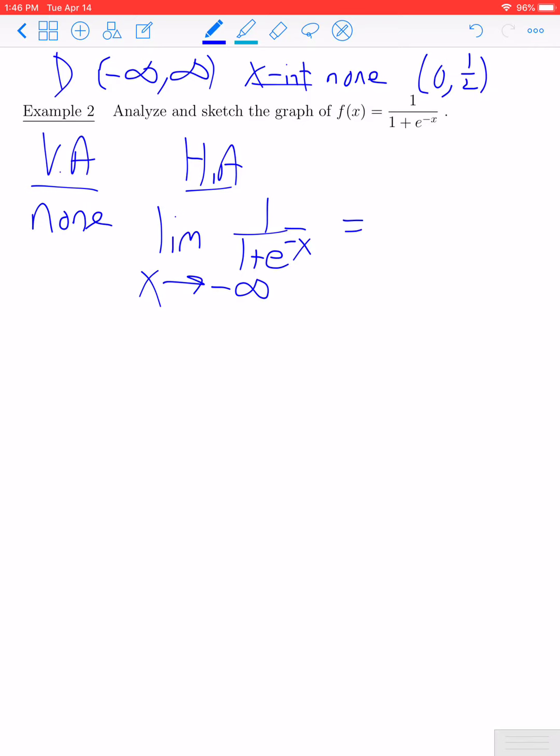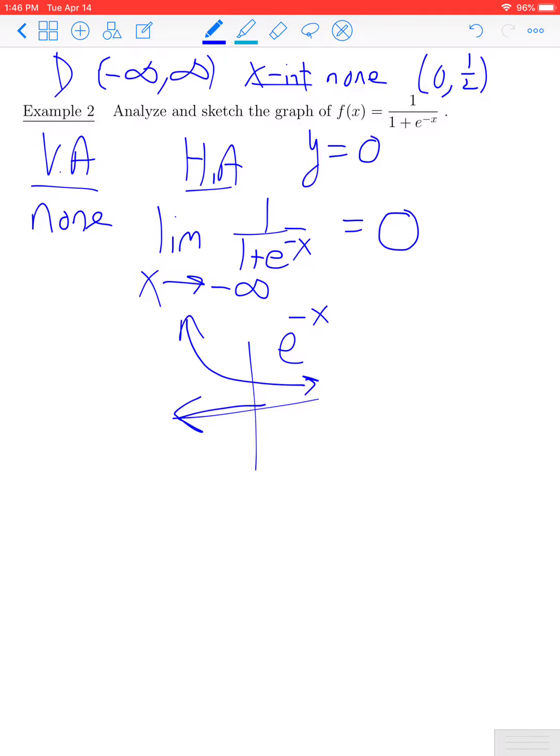In order to find this limit, if you wanted to, you could always rewrite it in terms of e to the positive power of x. But what do we know happens? The graph of e to the negative x looks like this. As x approaches negative infinity, the graph of e to the negative x is going to get larger and larger and larger. Adding 1 to it's not going to really do a whole lot. But essentially the denominator of this fraction is getting larger and larger, while the numerator stays the fixed constant 1, which means that it's going to get smaller and approach 0. So we will have one horizontal asymptote. That's going to be y equals 0.